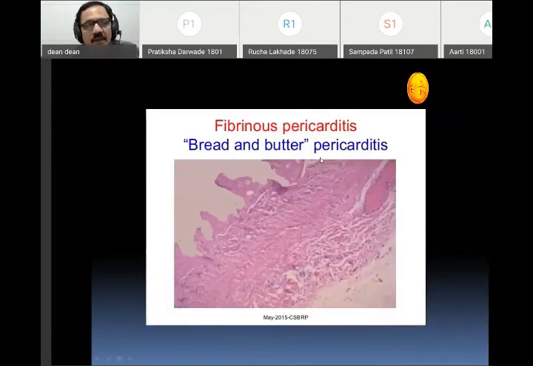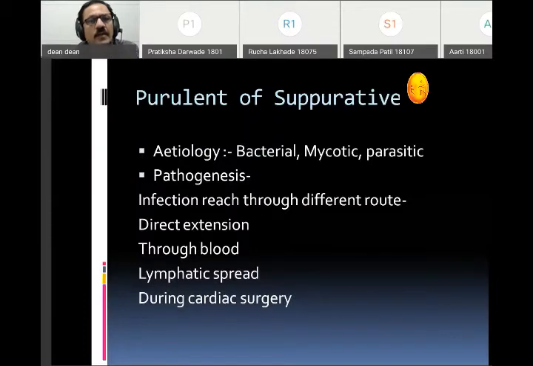This is microscopically, I have mentioned that. You can see here, this is the myocardium. These are the pericardial layers. This is the fibrin material, and these are the inflammatory cells that can be seen. Along with that, some congested capillaries will also be seen. So this is the microscopic appearance of fibrinous type of pericarditis.